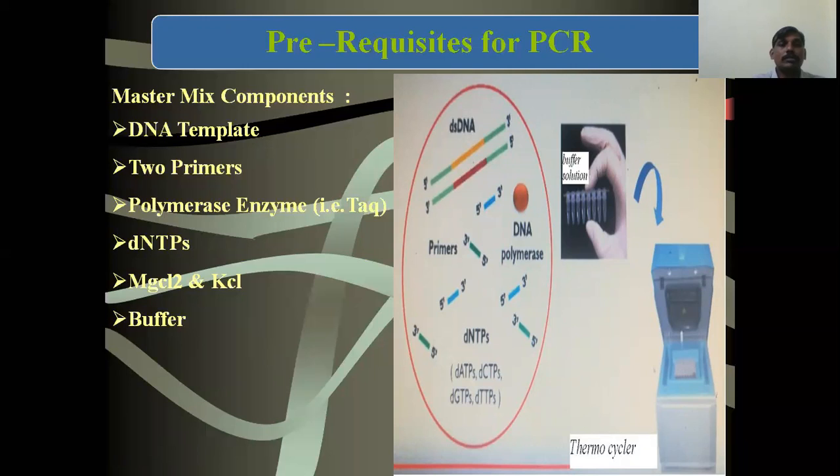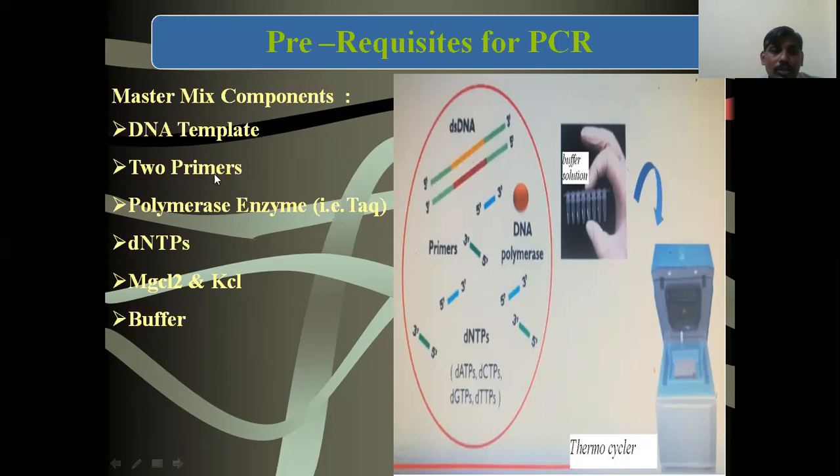What are the master mix components of the PCR? First we need a DNA template. DNA template is nothing but whatever DNA sample you collect or isolate from a microorganism; it acts as the DNA template. A small amount of DNA collected from the microorganism acts as the DNA template.